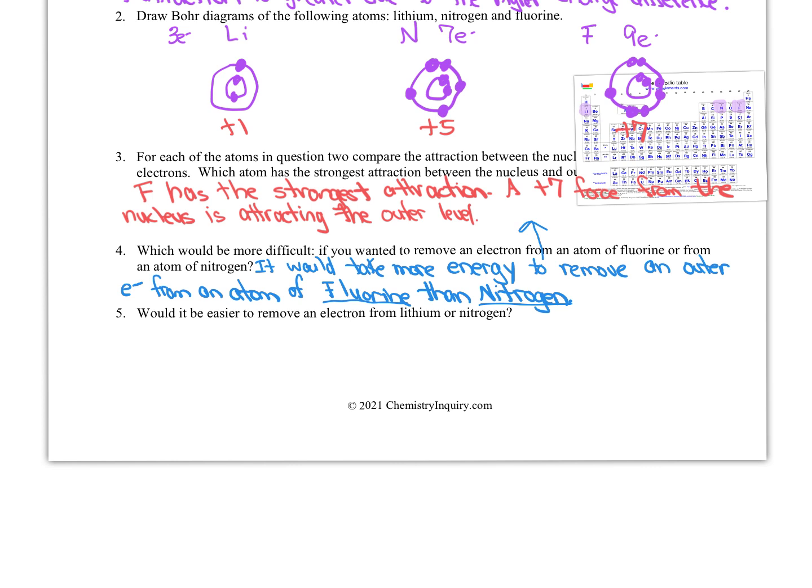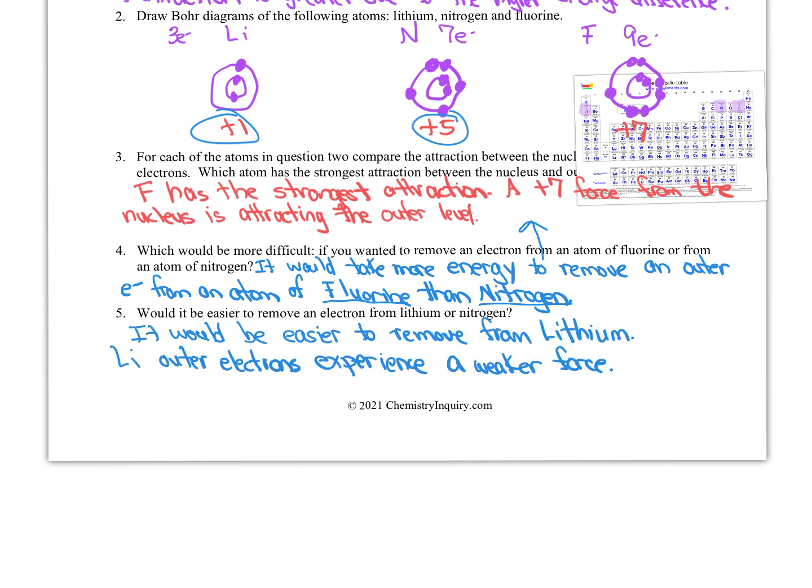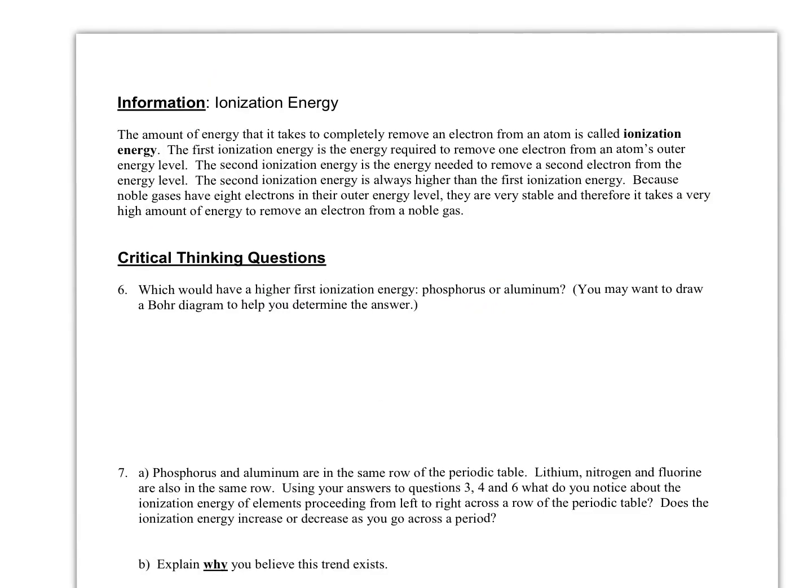Number 5, would it be easier to remove an electron from lithium or nitrogen? It's going to be the same thing. You're looking at the charge that the outer electrons are feeling. So if 5 protons are trying to hang on to those outer electrons and only 1 is trying to hang on to that, or given a force of that, what would your answer be? Our answer would be, it would be easier to remove from lithium because lithium's outer electrons experience a weaker force than nitrogen does. Okay, so let's read about ionization energy.